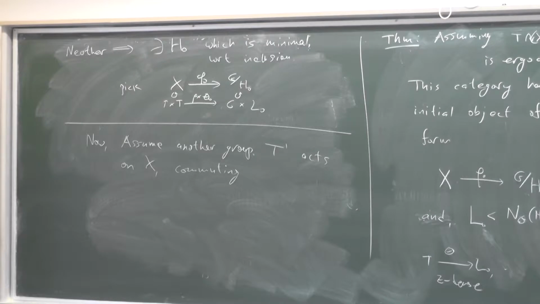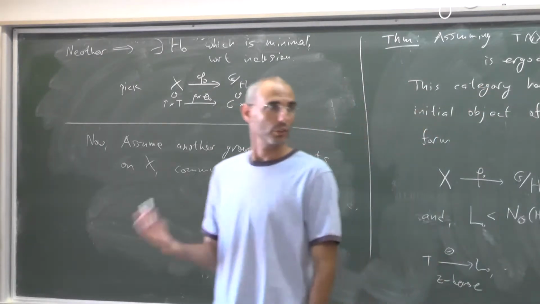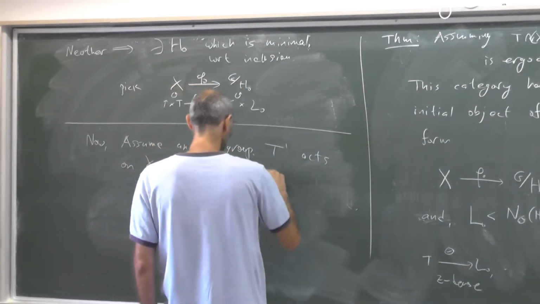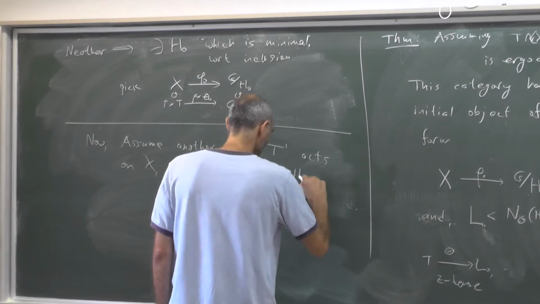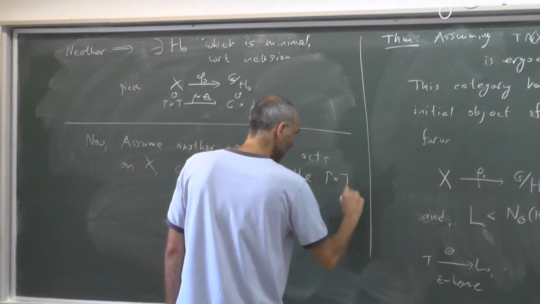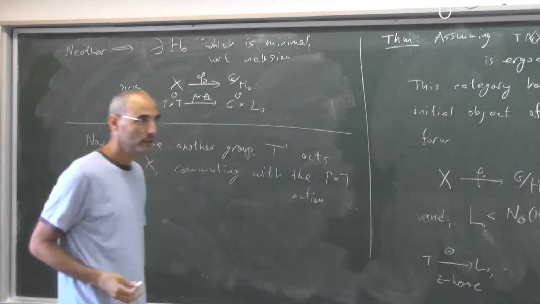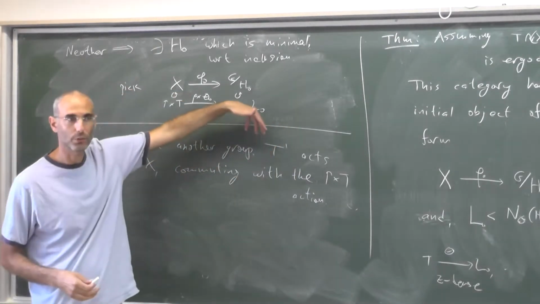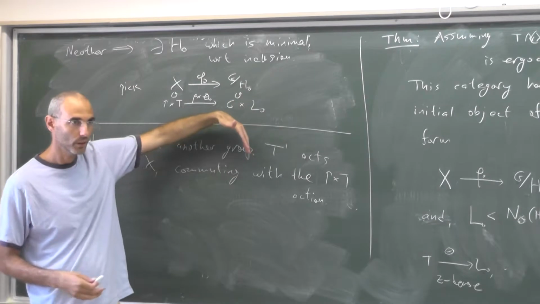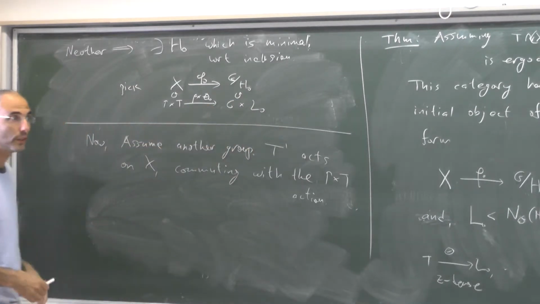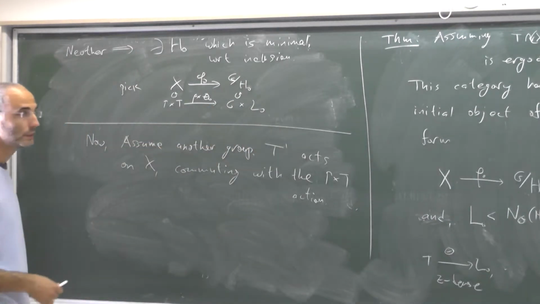So it will commute with T, just by the commutation in SL3, and of course it will commute with gamma, because they act on different sides. So it's commuting with the bi-action of gamma and T, commuting with the gamma times T action. So a priori there is no relation between this T prime and T. But of course in the future it will replace T.